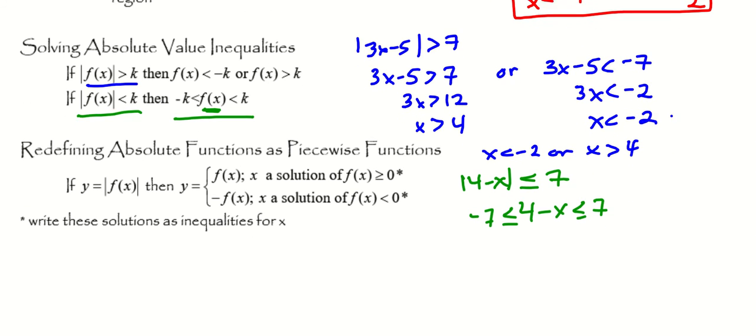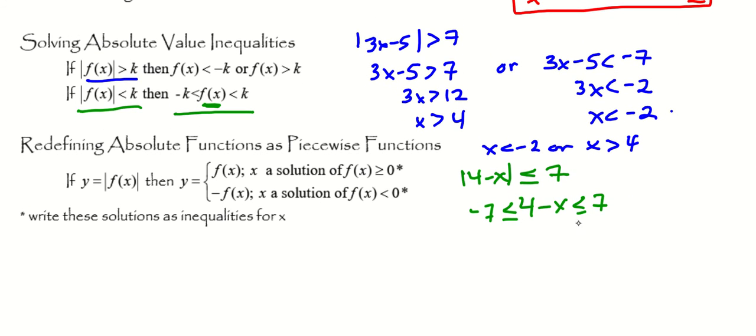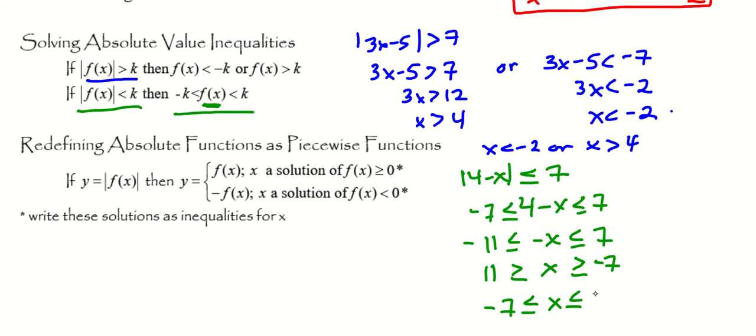To solve this inequality, we're going to subtract 4 from all three sides, so we get -11 less than or equal to -x less than or equal to 7. Then we're going to divide by a negative. Dividing by a negative, I have to switch the direction of my signs, so my less than becomes greater than, and 7 divided by negative is -7. These kinds of inequalities we always write as smaller, less than, and then bigger. So I'm going to switch this around and rewrite it as -7 less than or equal to x less than or equal to 11.